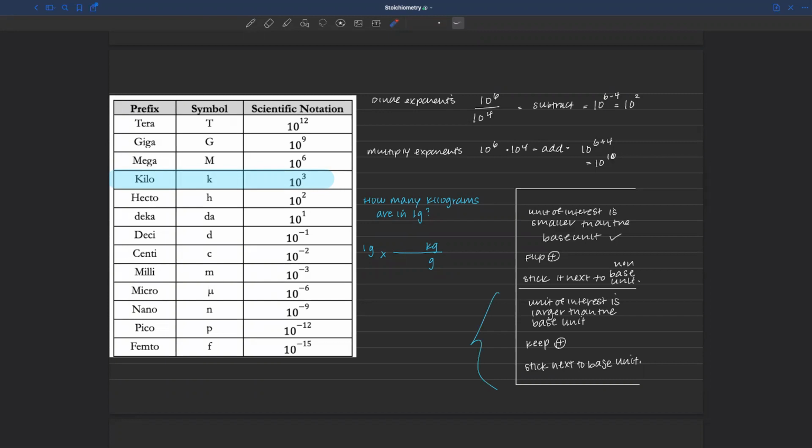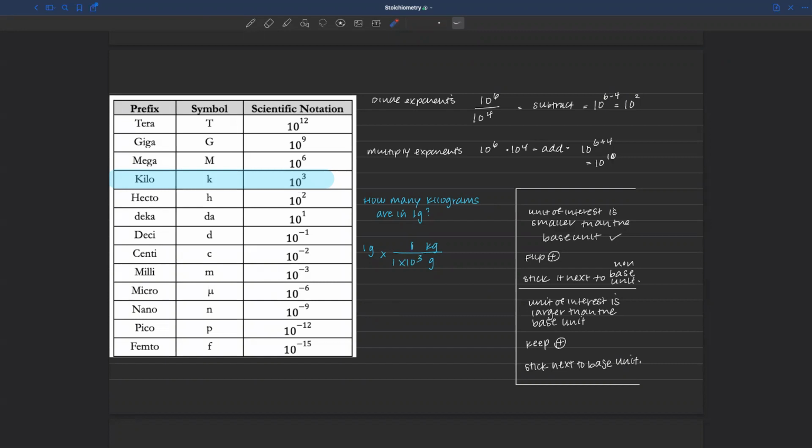So notice the second set of rules down here. This unit of interest is larger than the base unit. A kilogram is much larger than a gram. So what I'll do is take 1 times 10 to the third. Do I flip the sign at all? Do I make it 1 times 10 to the -3? No, you just keep it as a positive number. And who do I stick this next to? I stick this next to the base unit. So is it going to go in my numerator or in my denominator? It's going to go in my denominator next to the base unit, like that.